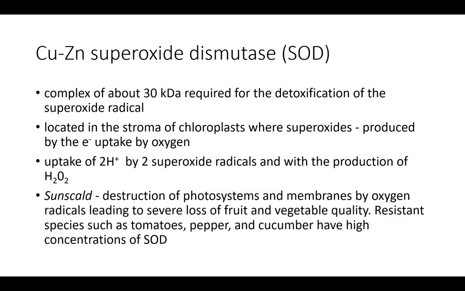Sunscald, which is a destruction of photosynthetic membranes by oxygen radicals, leads to severe loss of fruit and vegetable quality. Sunscald occurs in plants where there is an accumulation of peroxide. Resistant species such as tomatoes, peppers, and cucumbers have high concentrations of superoxide dismutase. This particular enzyme complex requires zinc and is extremely important. These are just a few examples of what zinc actually does.